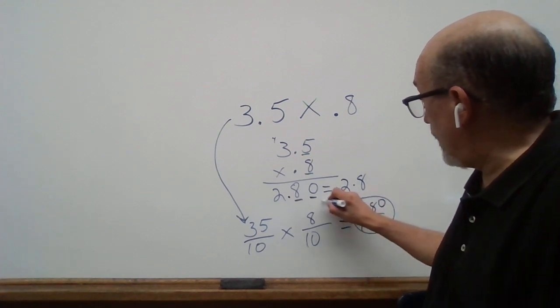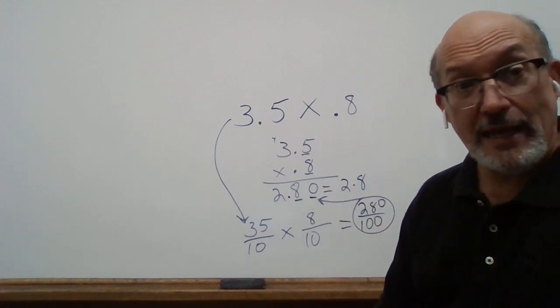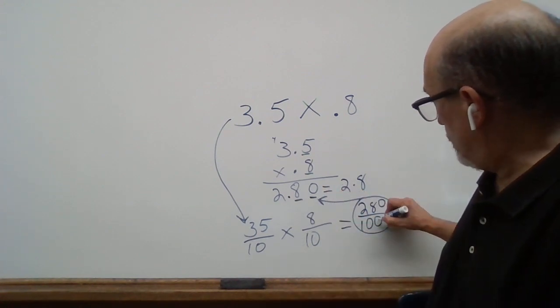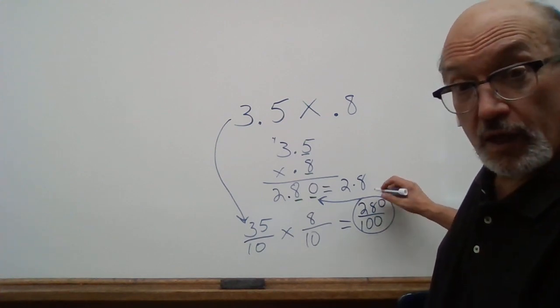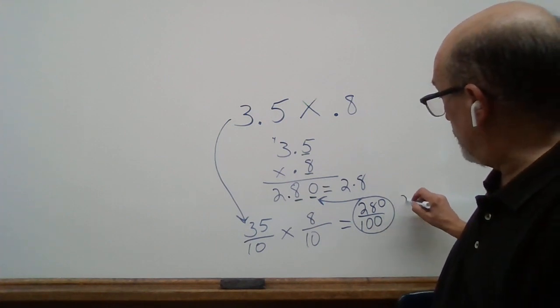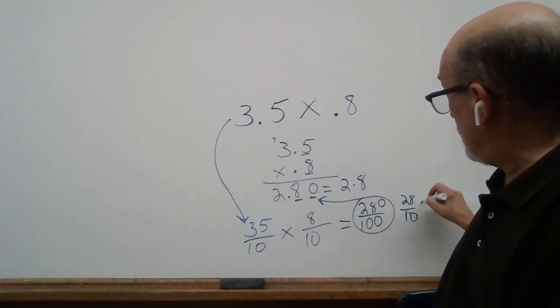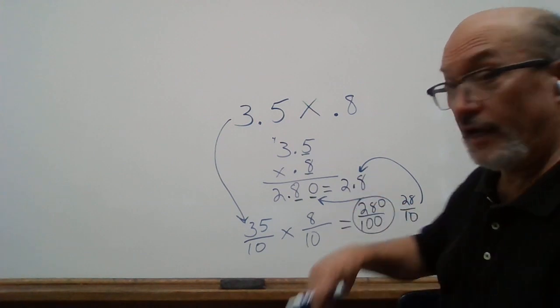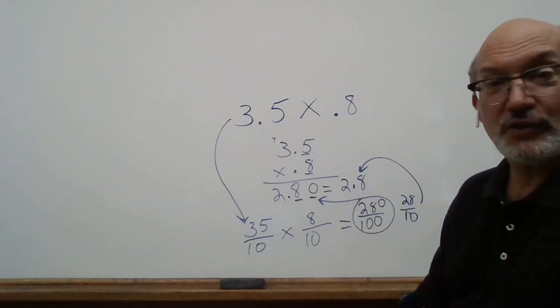Now we already gave that answer as 2.80, and of course you can cancel a factor of 10 here. You can divide the top and bottom here by 10 to get 28 over 10, and of course that's the 2.8 that we also gave as an answer.